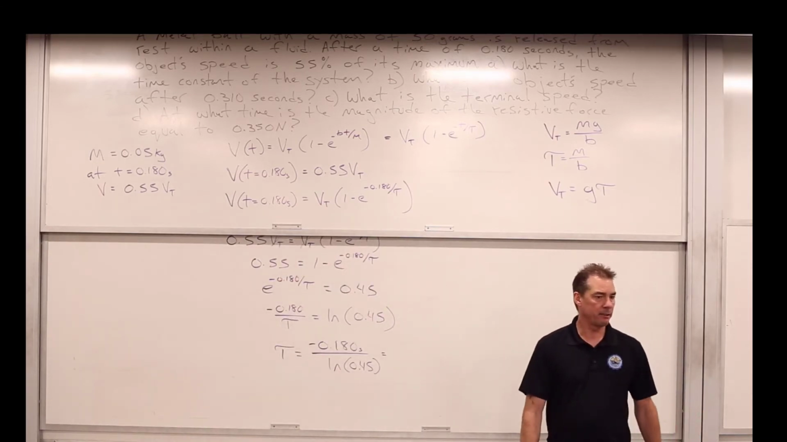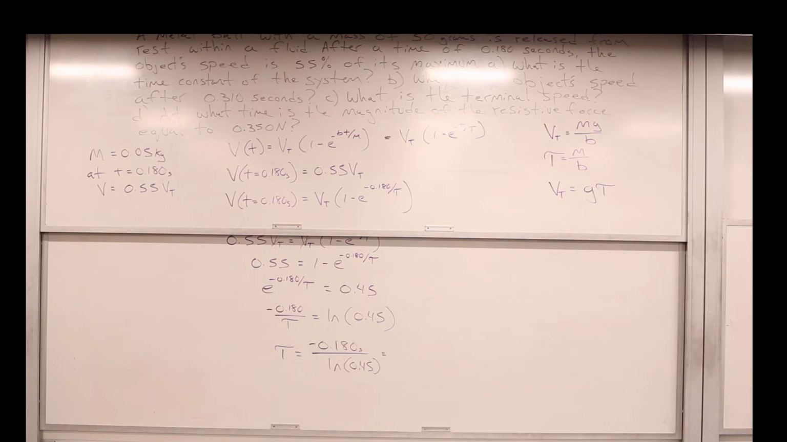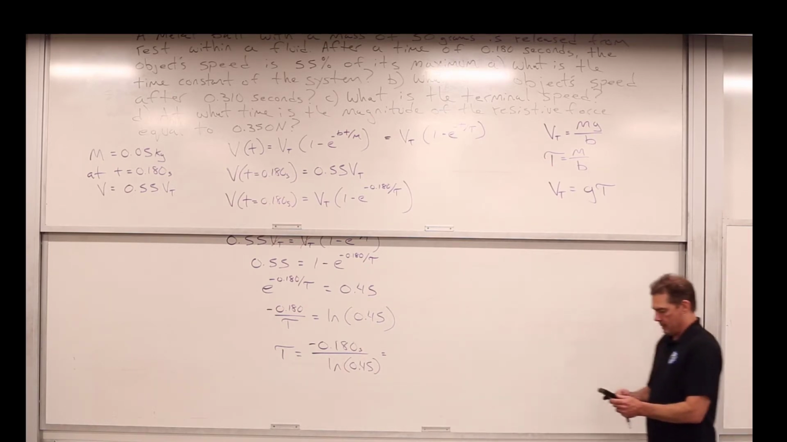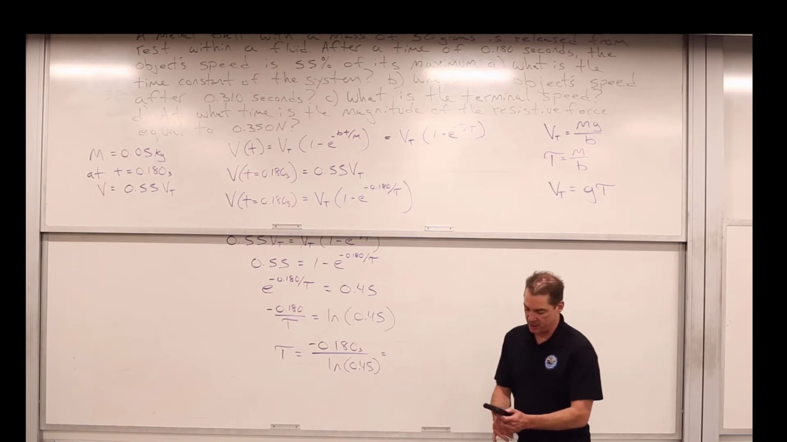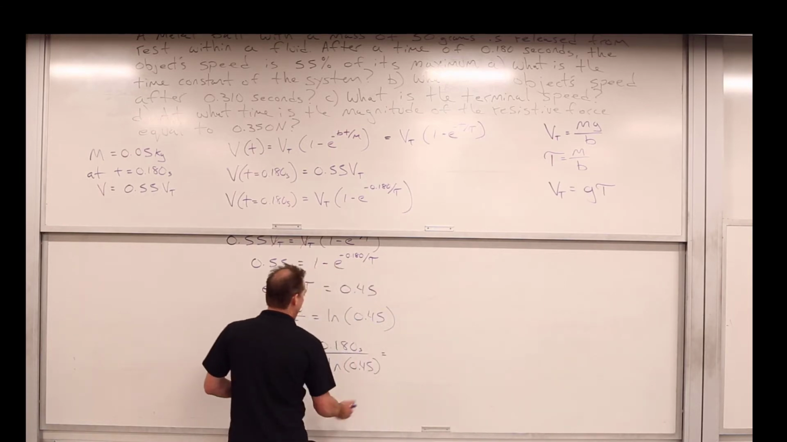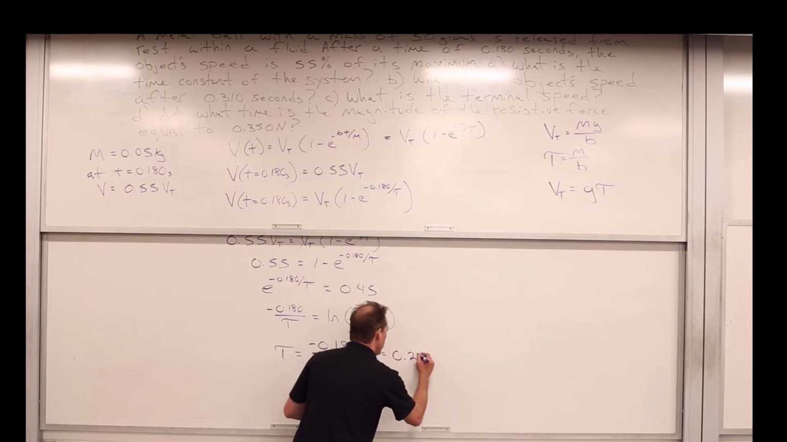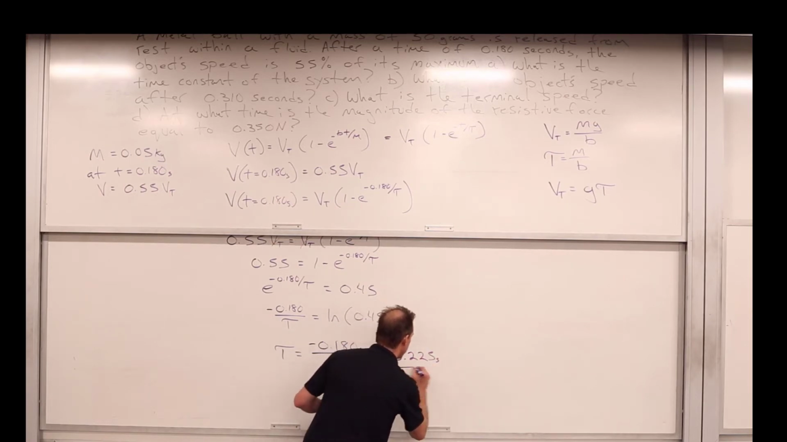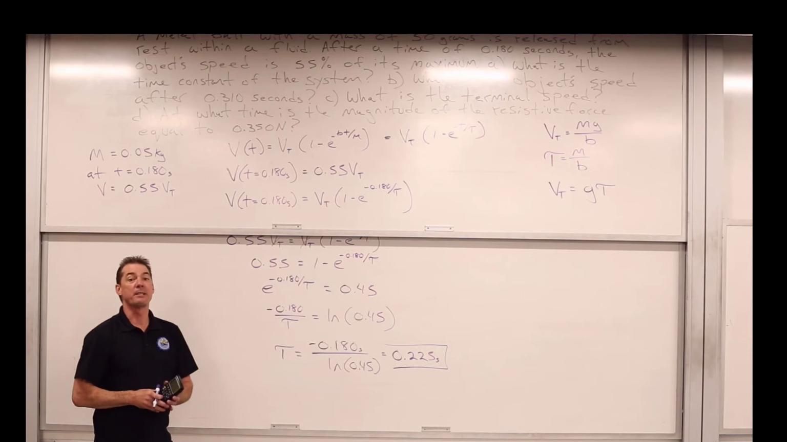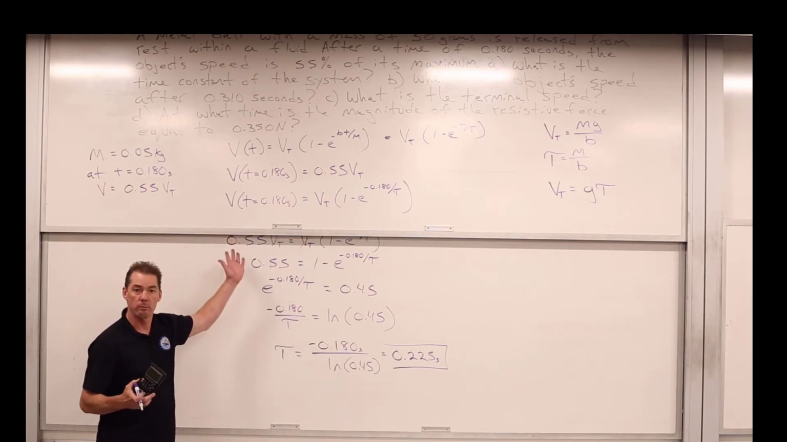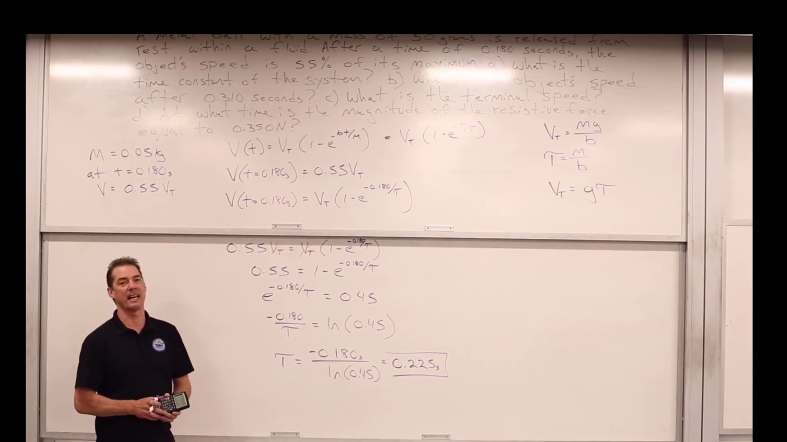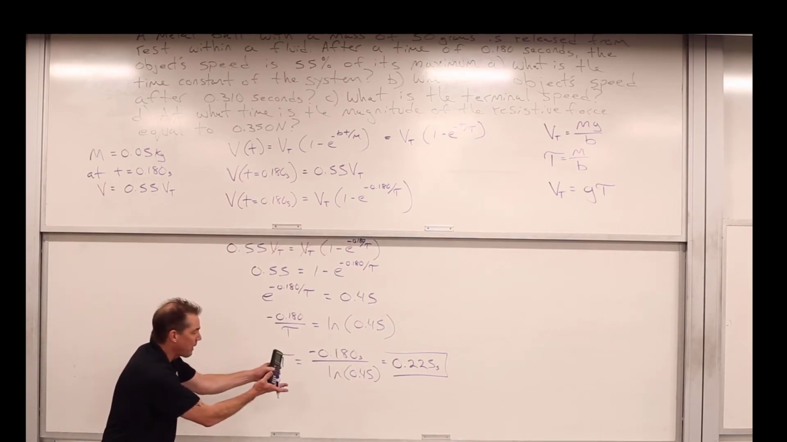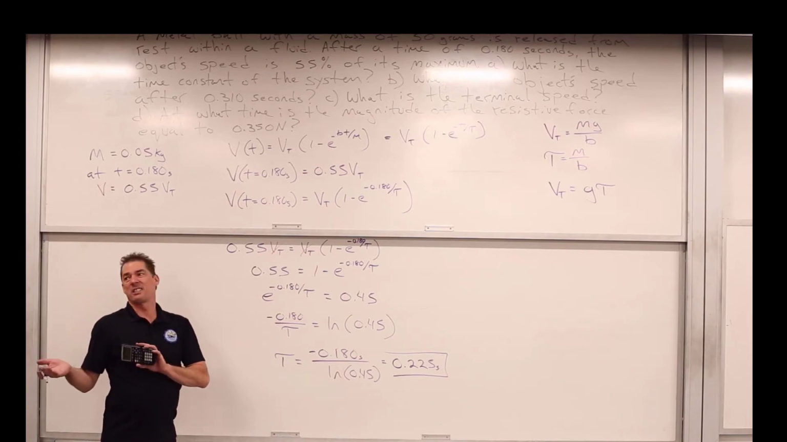Grabbing my calculator, the natural log of 0.45 gives us tau of about 0.225 seconds. There's the time constant of this particular system, based upon achieving 55% of its maximum speed over a time of 0.180 seconds. Once we know the time constant, we know how this system evolves.